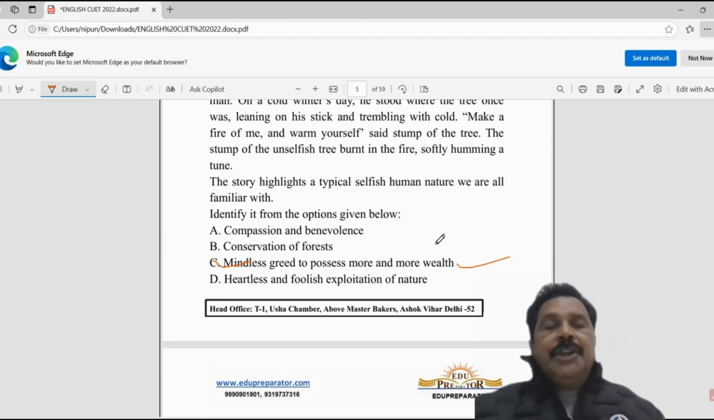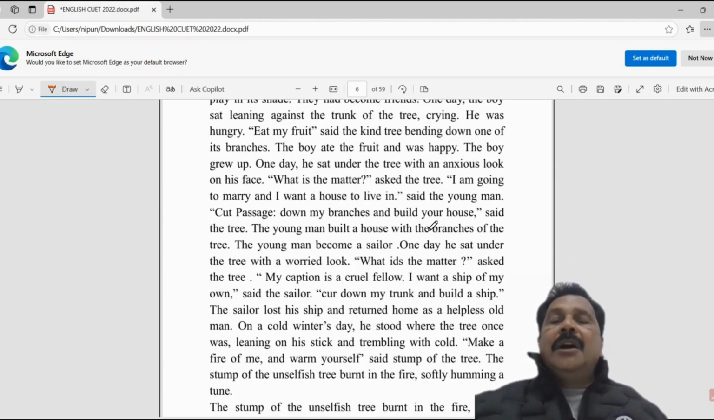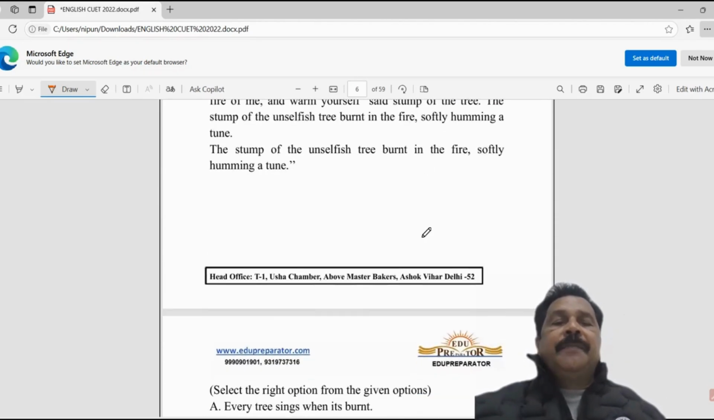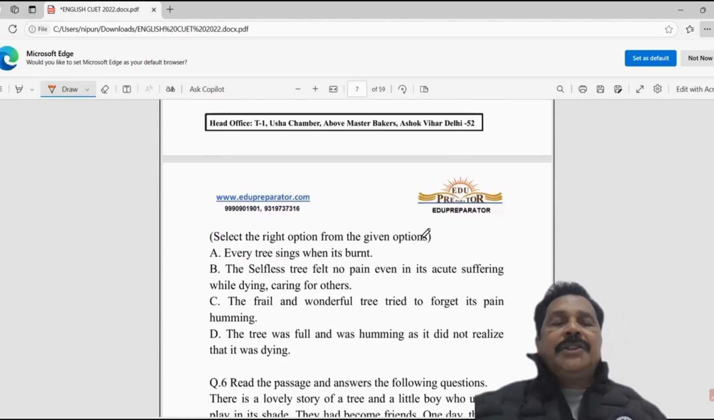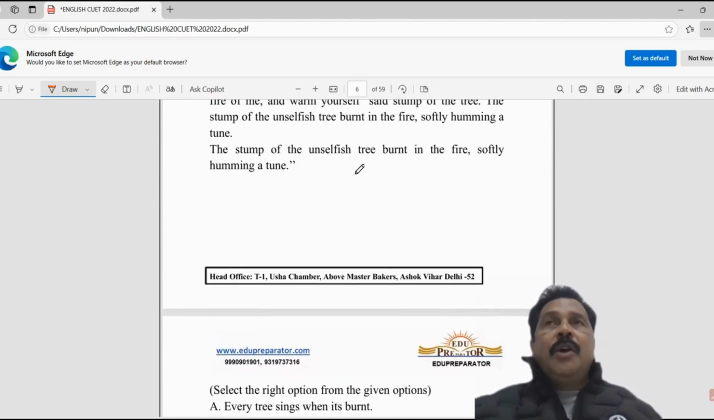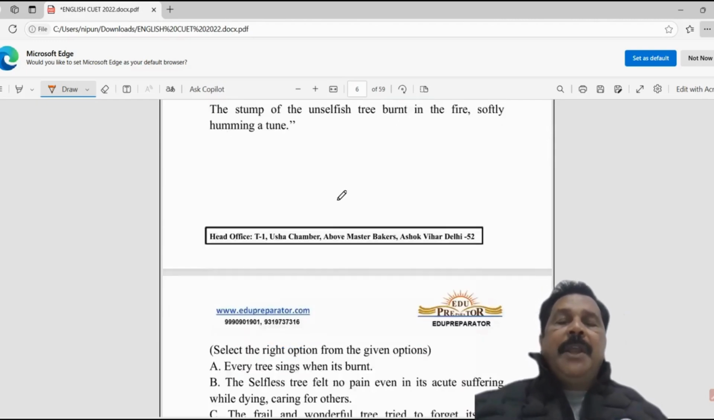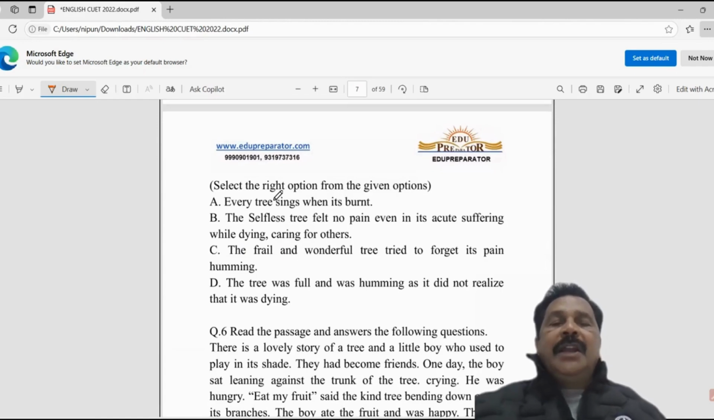Because this is the human nature which is highlighted in the story. We human beings are quite selfish. That will take you to the next part of the question. The stump of the selfless tree in the fire softly humming a tune. Now select the right option from the given.